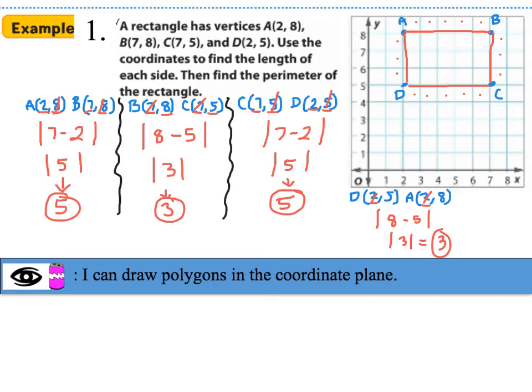So now that we have each side of the rectangle, let's go ahead and find the perimeter by adding it all up. So let's take 5 plus 3 plus 5 plus 3. And when we add them all up, we should get 16 units long. And that is the perimeter for our rectangle.